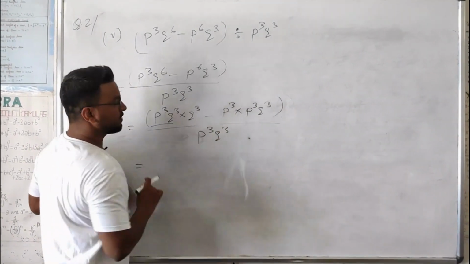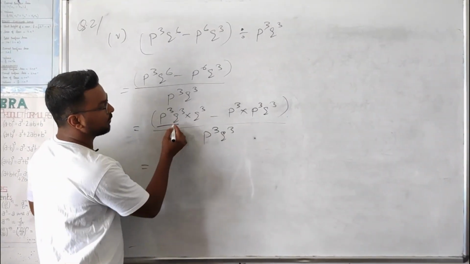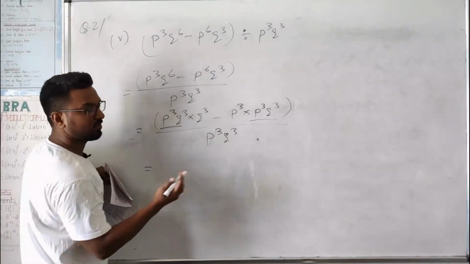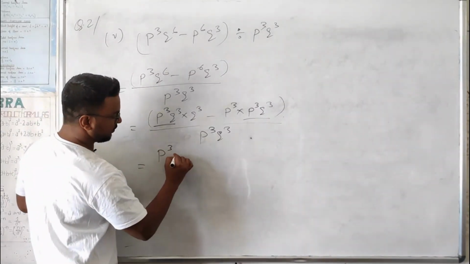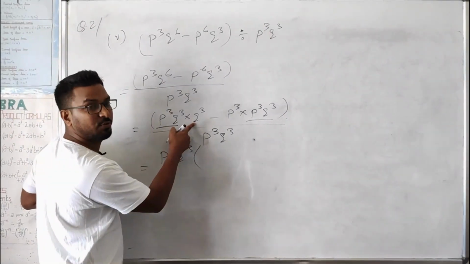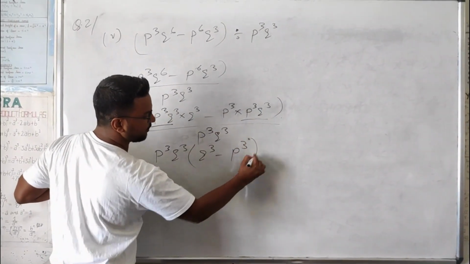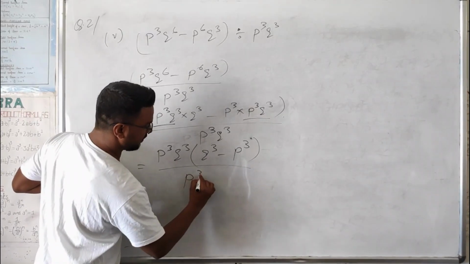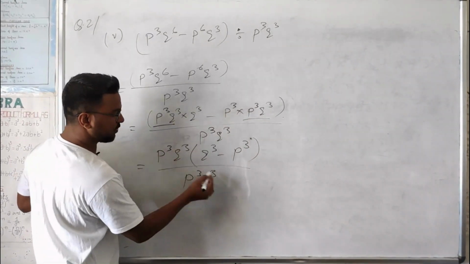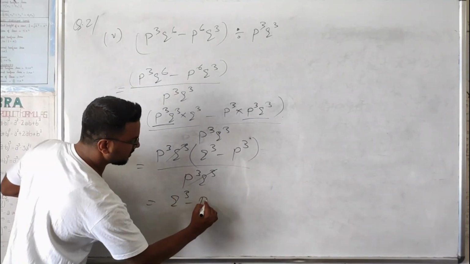Divided by p cube, q cube. What is the common factor here? p cube, q cube, and here also this one is common. So take it out, p cube, q cube. What will be in the bracket? What is left? q cube. q cube minus here, what is left? p cube. Divide by p cube, q cube. So these are common factors, you can directly cancel. What is left? q cube minus p cube.